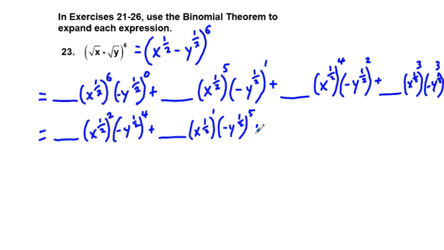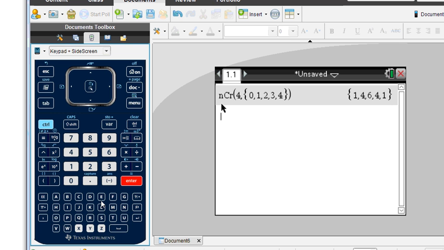And then the last one is going to be coefficient. We have x to the 1/2 power to the power of 0. And then we have negative y to the 1/2 power to the power of 6. So we're going to have our n choose r, as in this case 6, and we're going to get 7 coefficients to place herein.